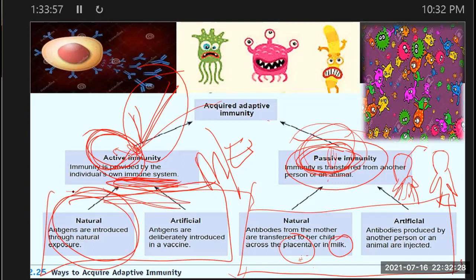Diba nice? Next, we have your acquired adaptive, active artificial immunity. So in an active artificial immunity, an antigen is deliberately introduced into an individual to stimulate the immune system. A best example with this one will be the process of vaccination. Kanang intentional good nga gi-introduce ang antigen, kanang vaccine, antigens na sila, di ba? Dili na ang antibody gihatag.